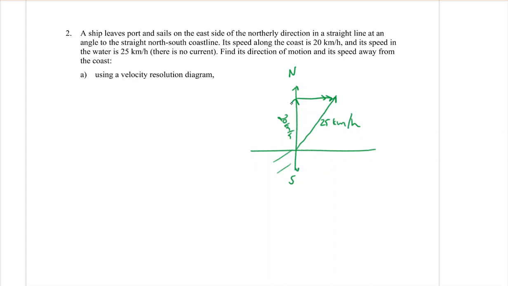Slow down. First thing I'm going to do is I want to know the angle at which I'm traveling away from that coastline. So I'm going to start with my adjacent and my hypotenuse there. I'm going to be using cos again. Cos theta equals 20 over 25. And you're going to inverse cos that to the nearest degree.